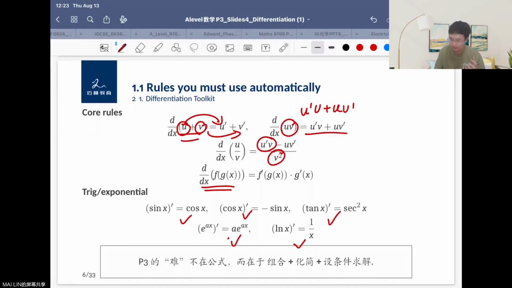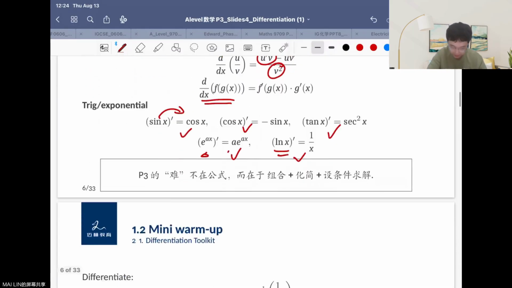So we can say sin x differentiation is cosine x, and cosine x differentiation is minus sin x. And tan x differentiation is secant x squared, okay? And also the exponential e to the power of ax differentiation is a times e to the power of ax, okay? And log x differentiation is 1 over x, okay? Those are the rules here.